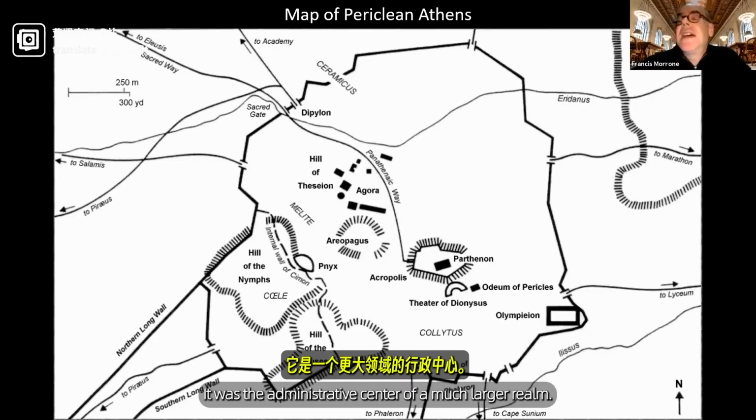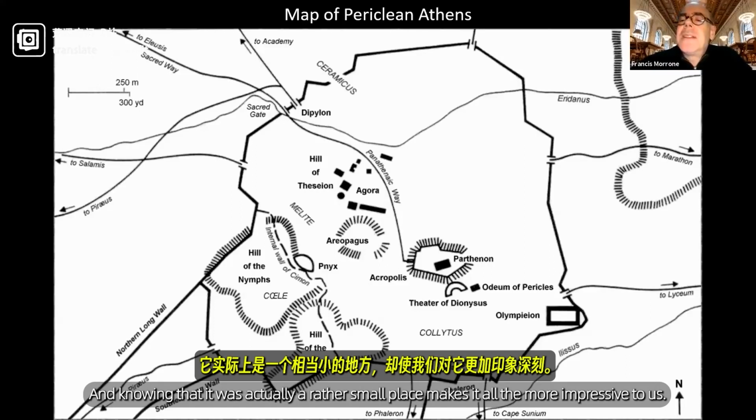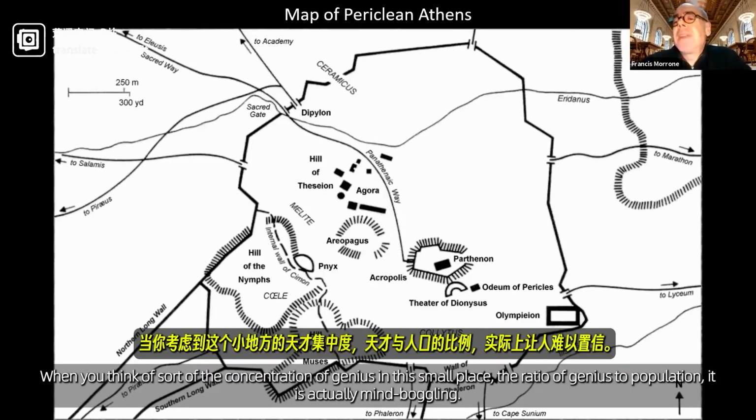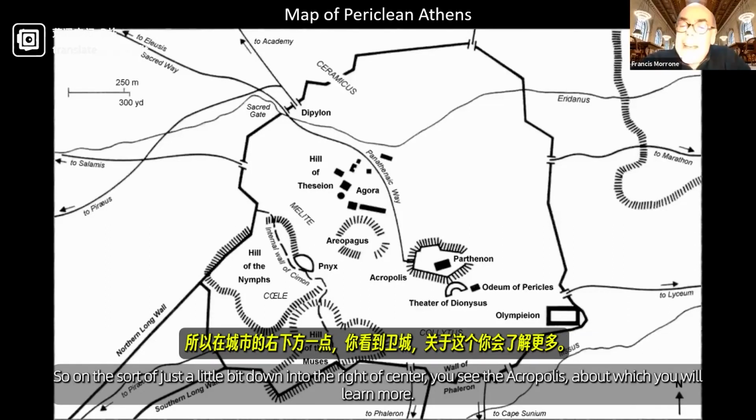It was the administrative center of a much larger realm, and knowing that it was actually a rather small place makes it all the more impressive to us. When you think of the concentration of genius in this small place, the ratio of genius to population, it's actually mind-boggling.